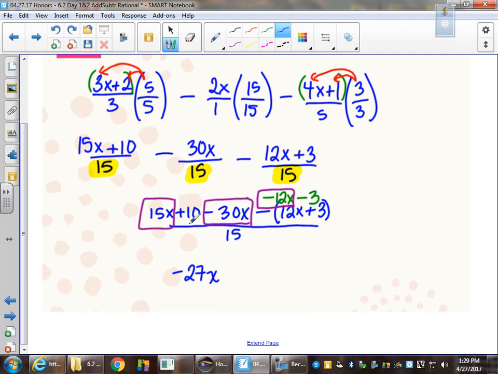10 minus 3 is minus 7, all divided by 15. Before I commit to saying this is done, I would always want to check for a greatest common factor, GCF. When I look in the numerator, 27 and 7, there is no GCF because 7 is prime, and 7 is not a factor of 27. So that tells us we are all done.